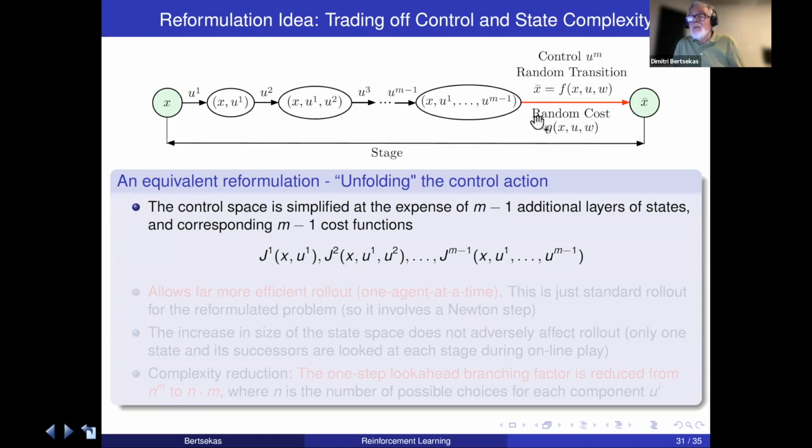And it's only at this time that we involve a cost, the cost of the stage from X to X bar. And also we determine the transition. The transitions here are evident. Transition from here to here is given by the last step. So now the control space has been simplified a great deal because it involves only one control component at a time.